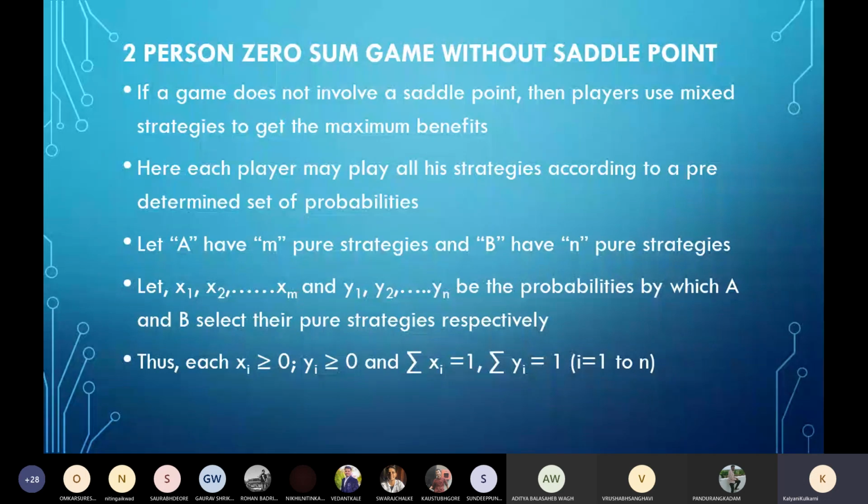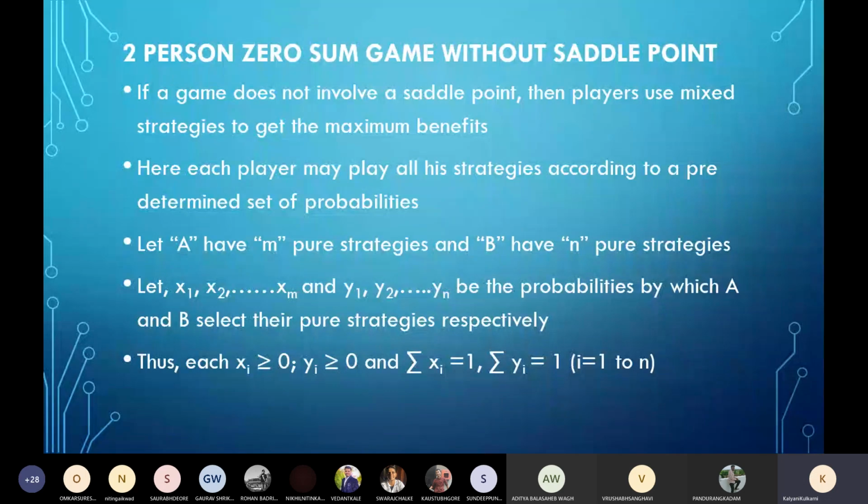So for each player, xi should be greater than or equal to 0, yi should be greater than or equal to 0, summation of xi should be equal to 1, summation of yi should be equal to 1, where i is 1 to n. Whatever the number of strategies, in the end the summation of x and summation of y should be equal to 1.